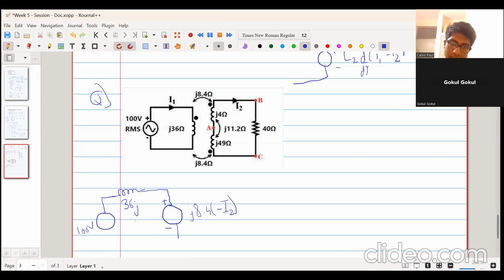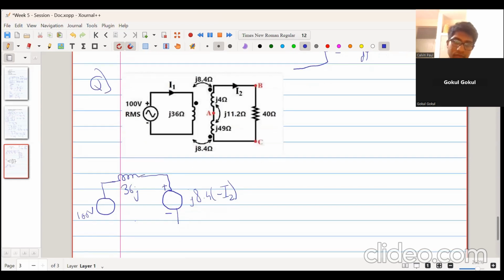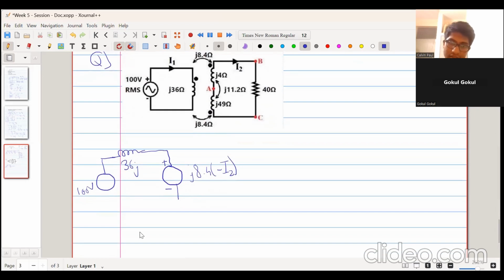Similarly, this coil is also coupled to this coil by the same J 8.4. That also we write like this. Plus at the top, minus down. J 8.4 is the same. Now here I2 is flowing into the dot. So this will be J 8.4 into I2. Okay, and this directly completes the circuit.